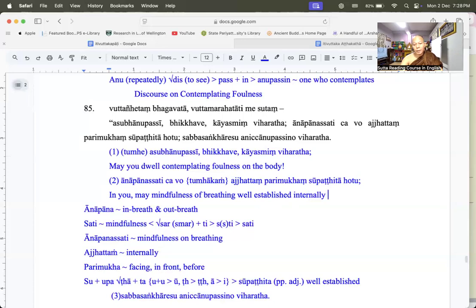So internally and formally, or in front also. In front means first of all, before practicing that, contemplating on the mind. So formless, or something in this way, can be understood. First of all.